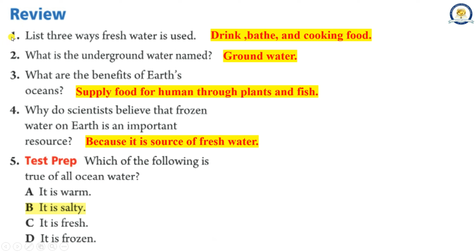Review. 1. List 3 ways fresh water is used. Drink, bath, and cooking food. 2. What is the underground water named? Groundwater. 3. What are the benefits of Earth's oceans? Supply food for human through plants and fish. 4. Why do scientists believe that frozen water on Earth is an important resource? Because it is source of fresh water.